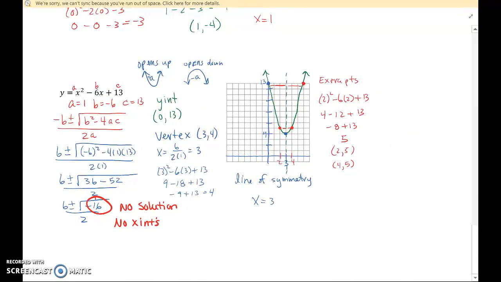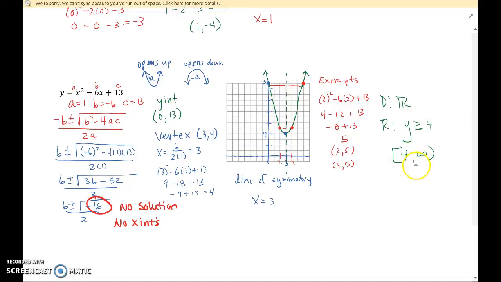All right, we forgot domain and range. So again, domain is always all real numbers. So we can go ahead and write all real numbers. And then our range, again, uses our vertex. And so our minimum point, because it's opening up, is 4. So we know that all the y values will be 4 or greater. So we can say y is greater than or equal to 4, or you could say bracket 4 to infinity.